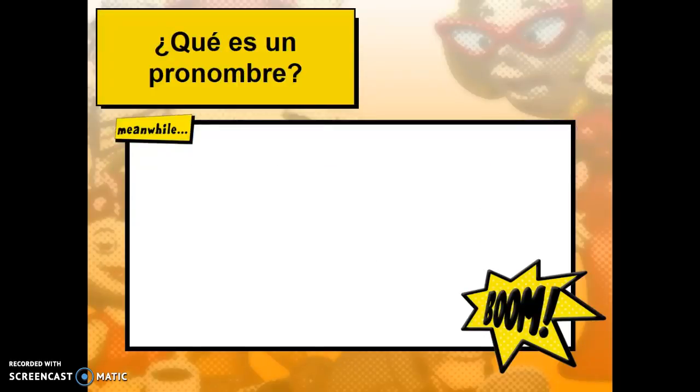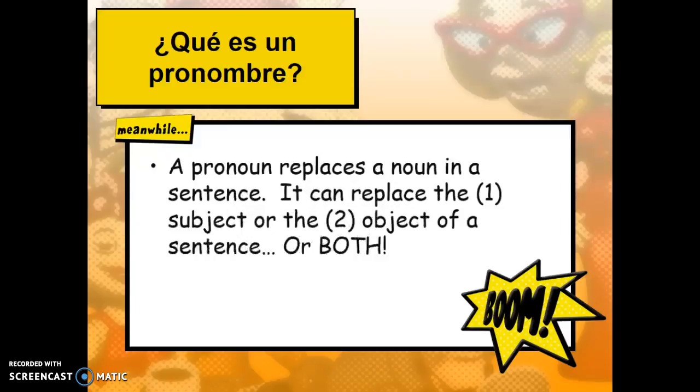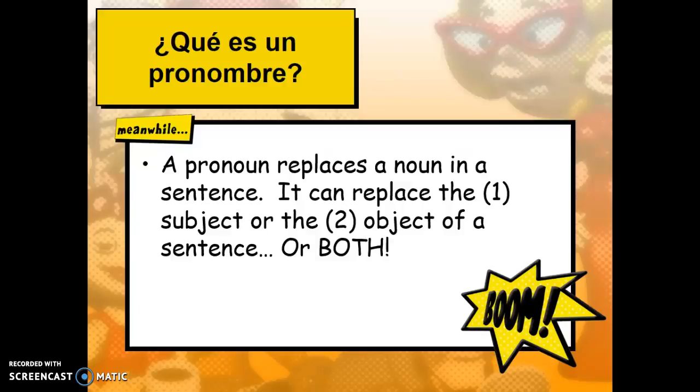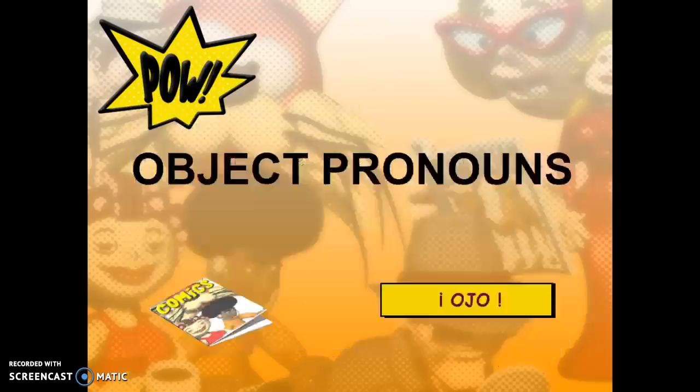So, before we can get into the new stuff, let's review briefly. ¿Qué es un pronombre? What is a pronoun? You've learned this, but let's review it. A pronoun replaces a noun in a sentence. It can replace, number one, the subject, or number two, the object of a sentence, or, wait for it, both.